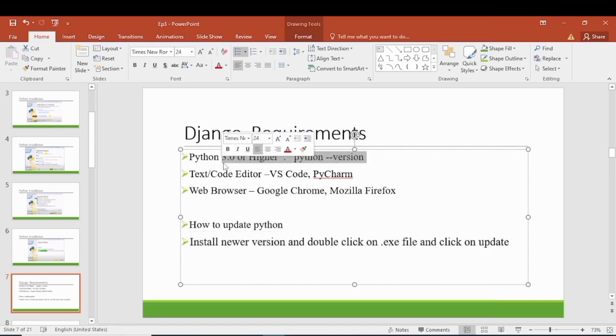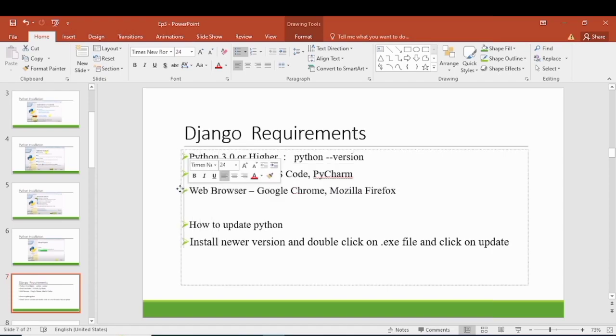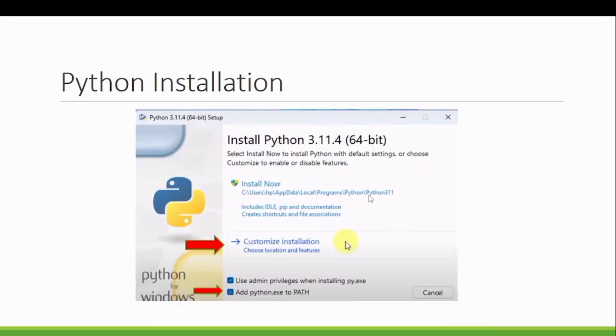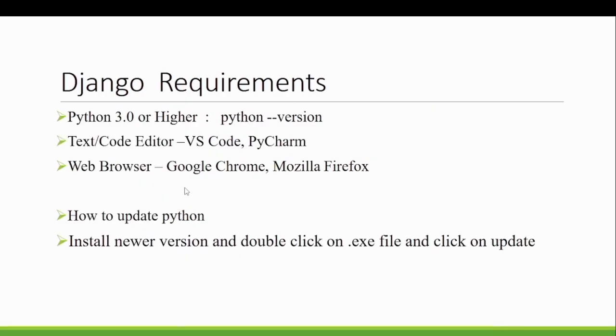Now once you have Python in your system, what is the next thing that you require to start working with Django? A code editor. Any code editor will do. In the previous video, we saw how to install and start working with VS Code. You should also have any one web browser so we can see the output in that browser. Okay. Now, the next thing that is needed is Django.